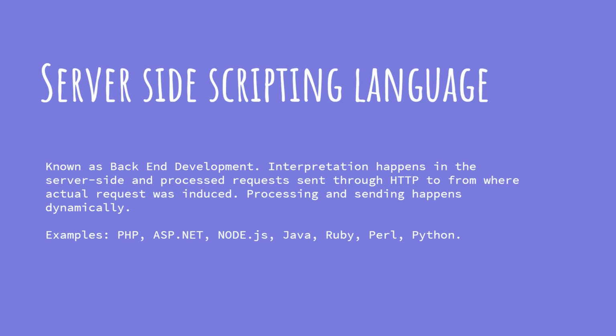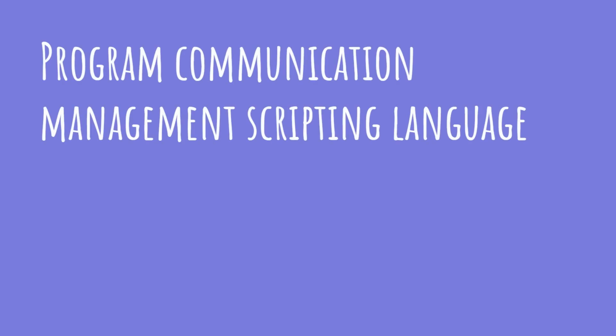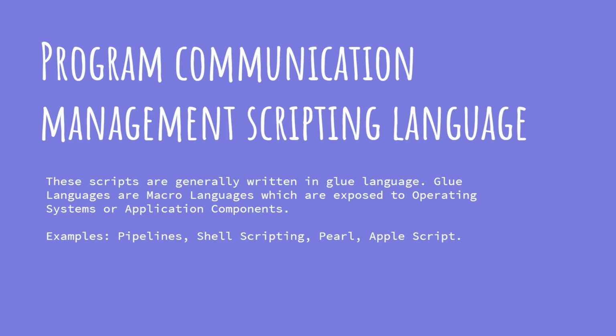Some of the well-known examples are PHP, ASP.NET, Node.js, Java, Ruby, Perl, as well as Python. And the third one, which is not so well known, is Program Communication Management Scripting Language. It is actually a type of glue language. Glue languages are basically macro languages which are exposed to operating systems or application components. Some of the well-known examples are pipelines, shell scripting, Perl, AppleScript, etc.